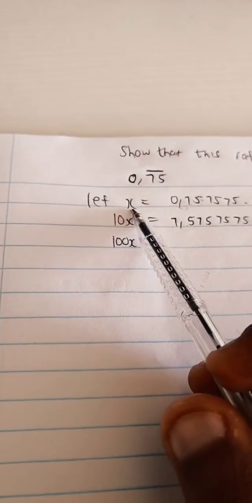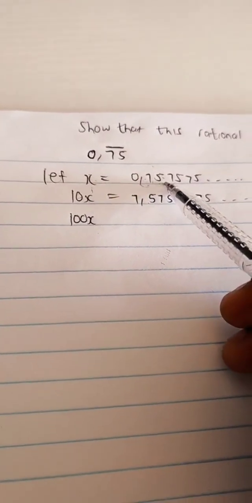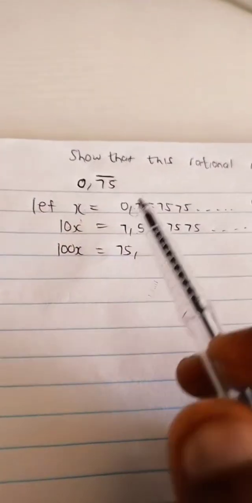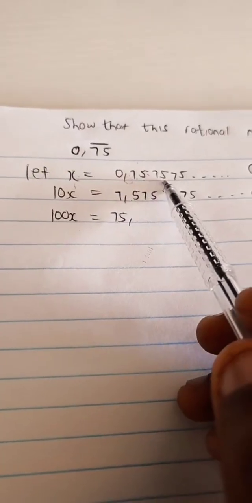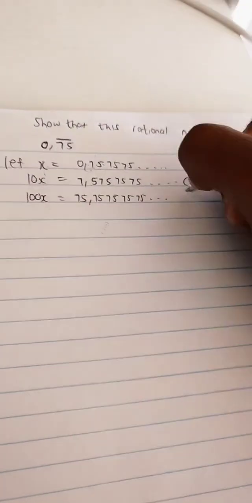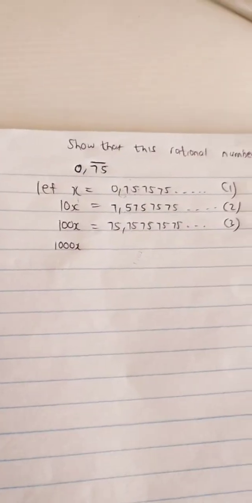Multiply the x here by 100, not by 10. When I multiply by 100, that means I move the decimal how many times to the right? 2 times. So I'm going to now have 75, comma. What is coming afterwards? 7,5,7,5,7,5, and so it goes. That's my third equation. Guys, let's just throw another equation. Let's just multiply by 1,000 as well. Let's just do it because we just have the time.